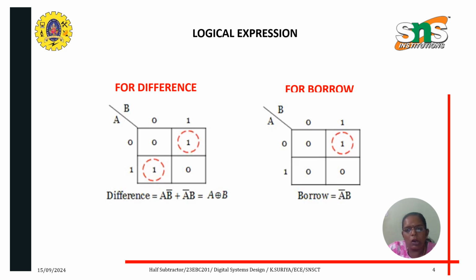Next we are drawing the Karnaugh map for difference and borrow, which is shown here. In the difference, you cannot group the ones, so you keep them as such, and you get A bar B plus A B bar, which is nothing but an XOR gate, A XOR B. And in borrow, you have only one 1, and it is given by A bar B as shown here.